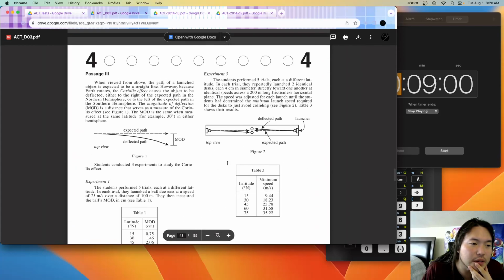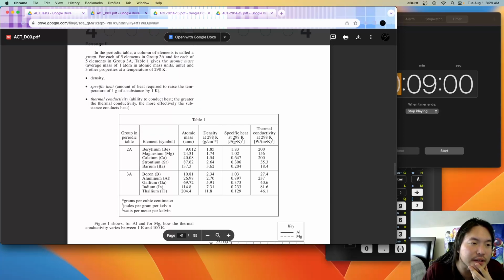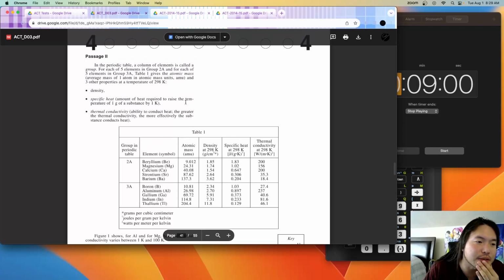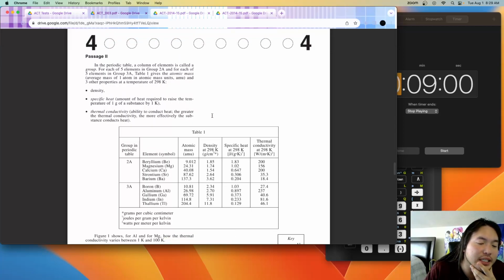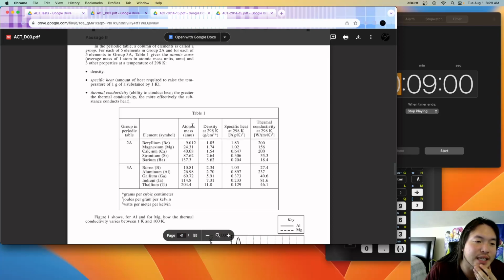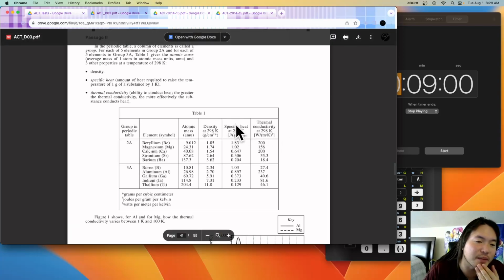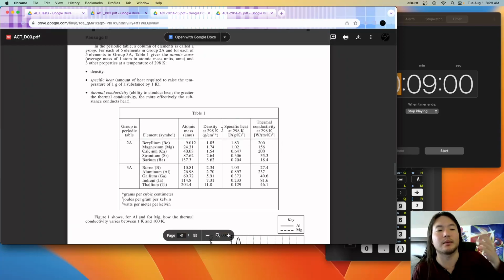You're looking for page 41 of 55. This is passage 2, right? So here we have a periodic substance. We have Kelvin. We have a lot of information here, right? We have atomic mass, density, specific heat, thermal conductivity. They tell you what each of this stuff means, right? Specific heat, thermal conductivity, blah, blah, blah.